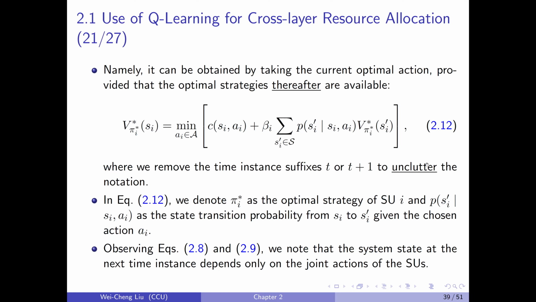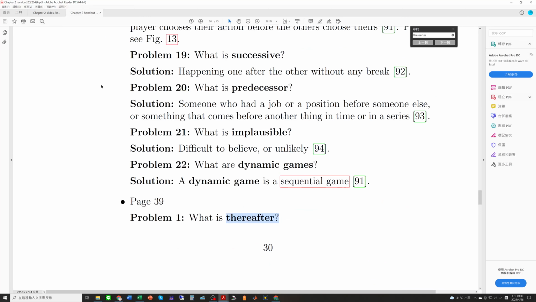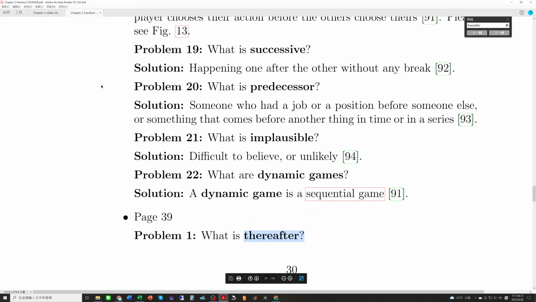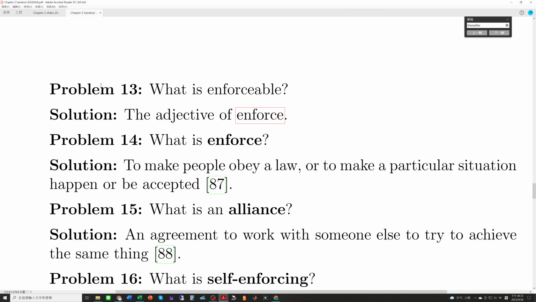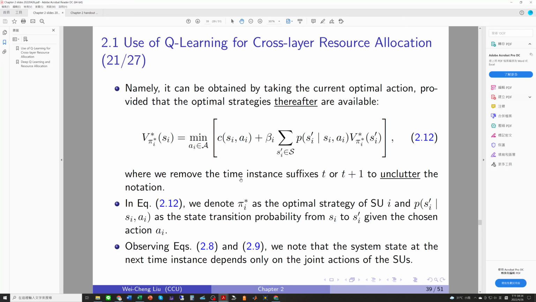What is the meaning of unclutter? Let us see the handout. Let us search for unclutter. Here, problem 2. What is unclutter? Solution: to remove clutter from, make neat and orderly. Let us go back to the slides.